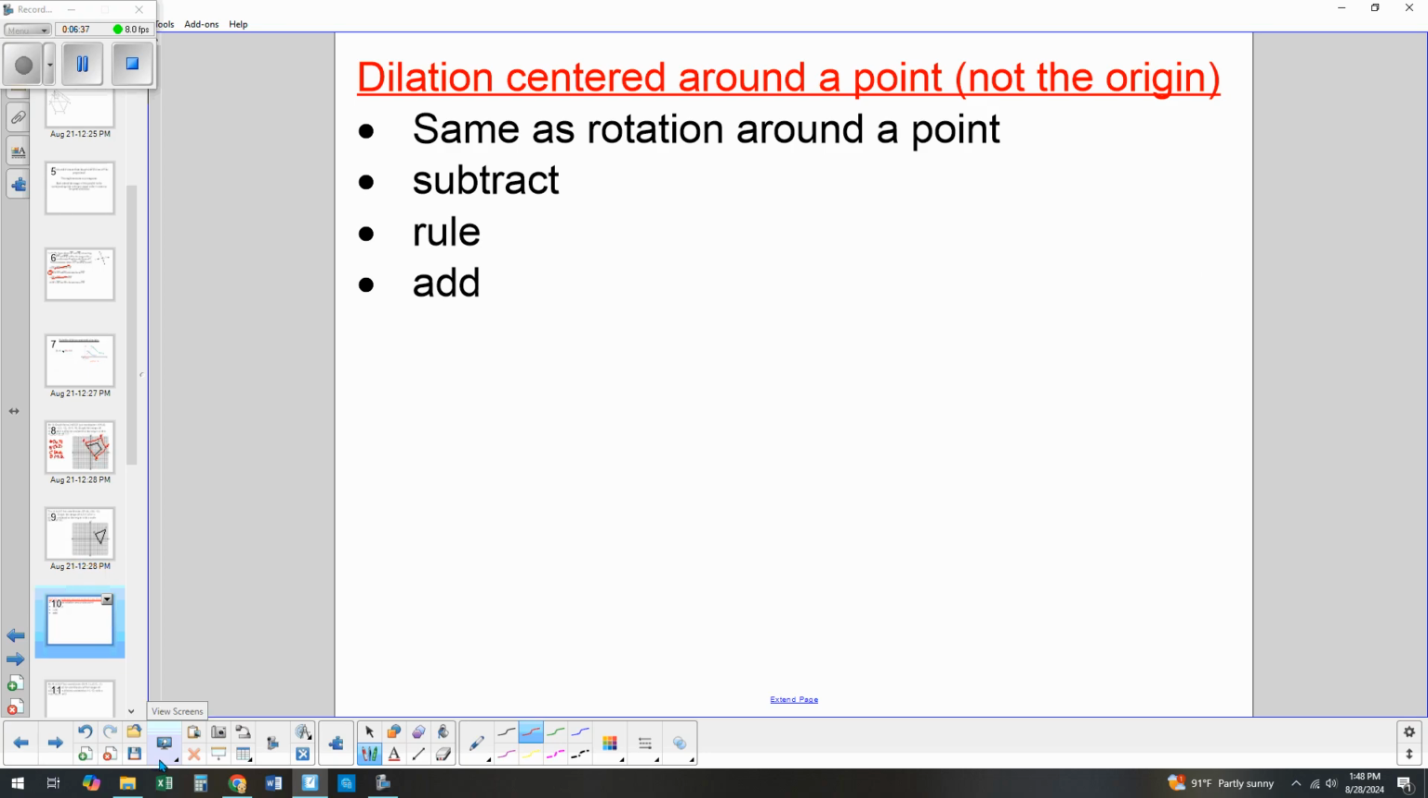Just like we rotated around a point that was not the origin, we can dilate around a point that's not the origin. And we're going to use the same rules we did before. We're going to do SRA: subtract the point that we're dilating about, apply the rule, which is just multiply by k, and then add that point back.